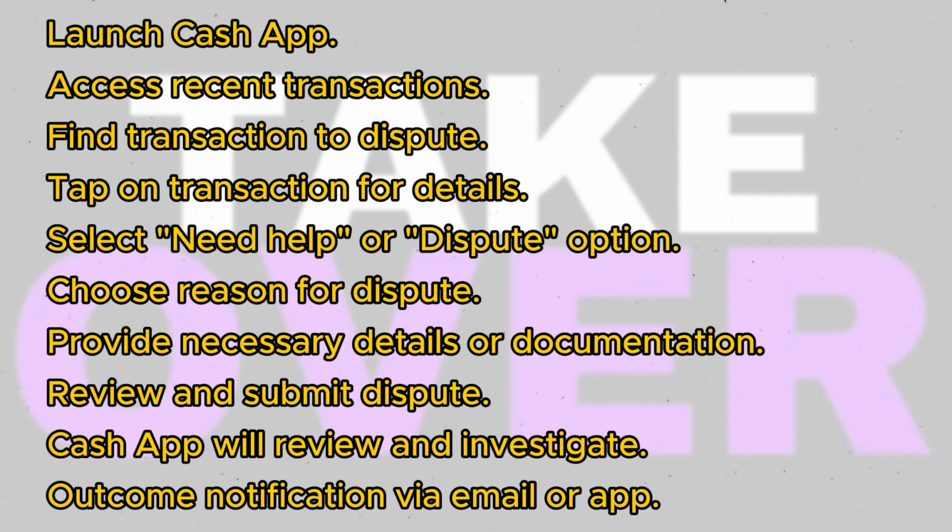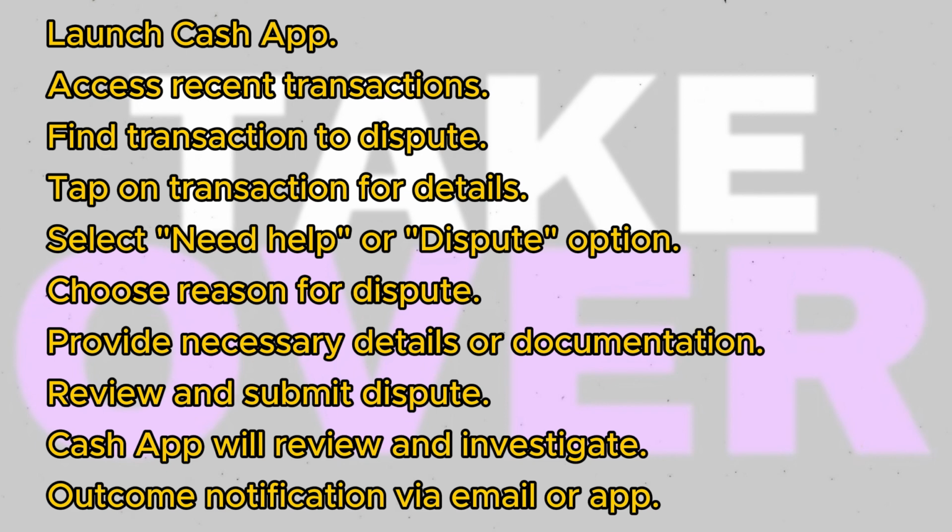Choose the most appropriate reason from the provided list, which may include unauthorized charges, incorrect amounts, or non-receipt of goods or services. Depending on the reason, Cash App may ask for additional details or documentation to support your claim. Follow the prompts to provide any necessary information.